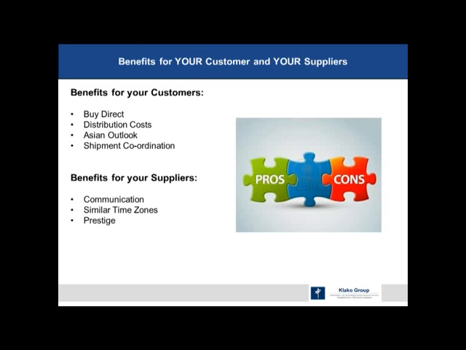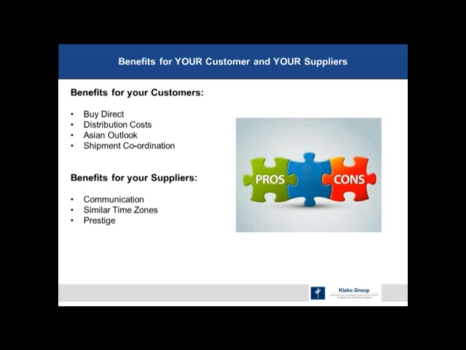The benefits for your customer and your suppliers, well, for your customers, they can buy direct now from Asia. Distribution costs, logistics costs are obviously lower. You can obviously do shipment coordination directly where you can pick and pack and consolidate shipments to customers. And you'll have an Asian outlook. So your customer's Asian buying office can deal with your Hong Kong or Singapore office without any time or language differences. What we've seen is that many large retailers, global retailers like Walmart, Target, Lidl, they have Hong Kong operations as well, and usually these buying offices want to buy locally.